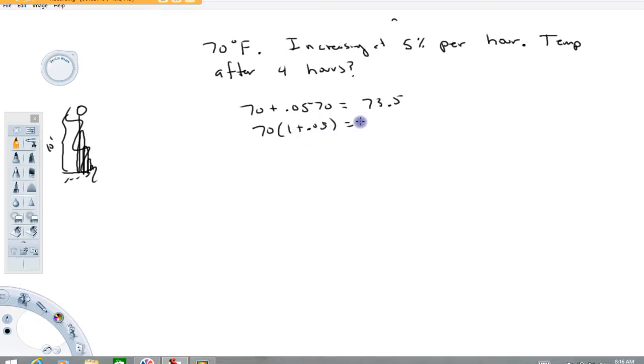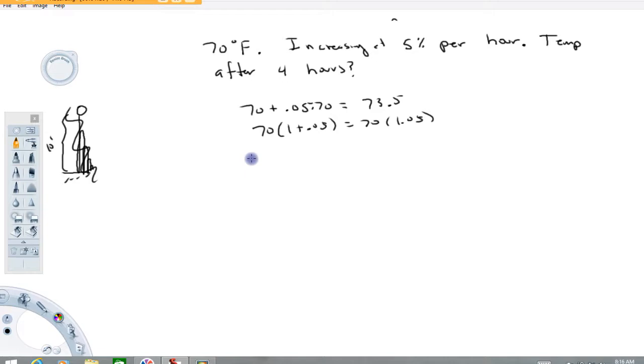And notice that that's equal to 70 times 1.05. So increasing by 5%, you can either calculate 5% of 70 and add it, or we can do 1.05 times 70. Now, after another hour, we can take this and just multiply by 1.05 again. And after another hour, times 1.05 again, and so forth.